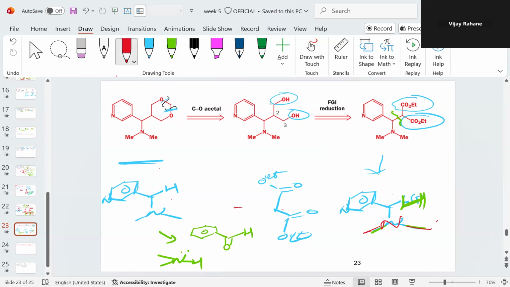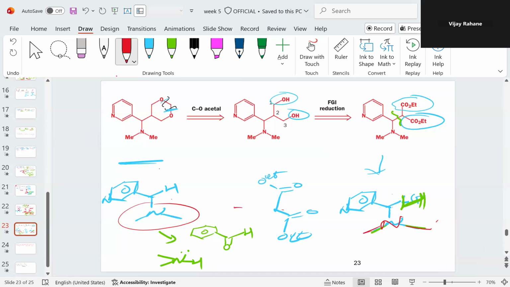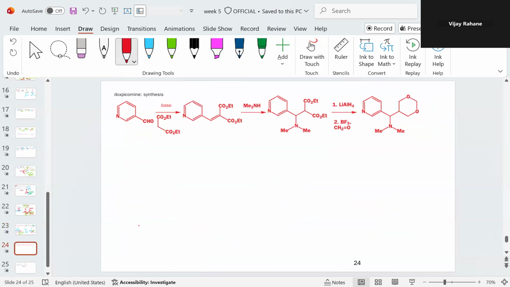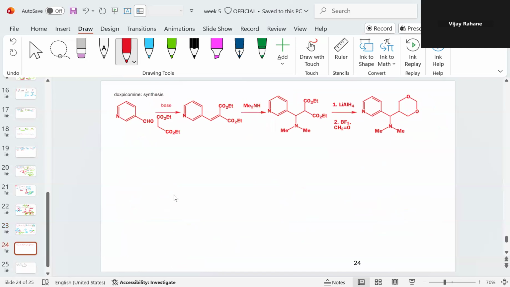And through further imine reduction, we can get this amine as well. This imine reduction can be done by NaBH3CN, sodium cyanoborohydride. That type of reaction, I think we have shown how we can do the imine reduction, so that is what we can use here. Okay, so coming back to our question, if you want to do the linear synthesis for this molecule, we can do it in this manner.